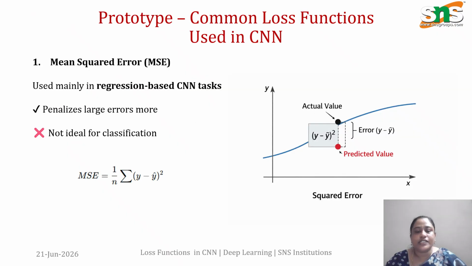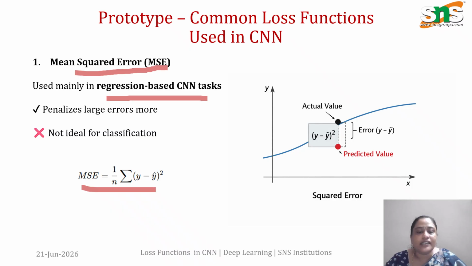The first loss function that we are going to see is mean squared error, commonly called MSE. This is mainly used in regression based CNN tasks. It penalizes large errors. If you see the formula, it squares the error between the predicted and the actual output, so it penalizes large errors more. It is not ideal for classification purposes. It can be used only for regression based CNN tasks.